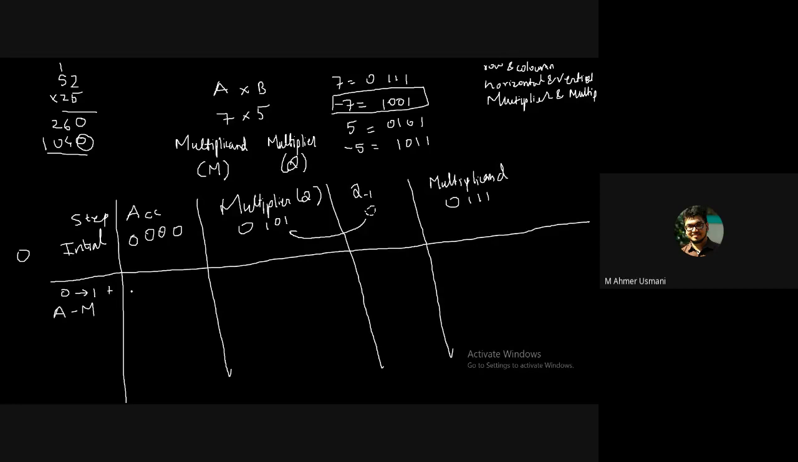So we need to add minus M to it. What is minus M? Minus M is nothing but minus 7. So we write down 1001 to the accumulator. What do we get as the final answer? 0 plus 1001 is 1001. We get exactly the same thing, right? Then we have 0101, which will be written over here.